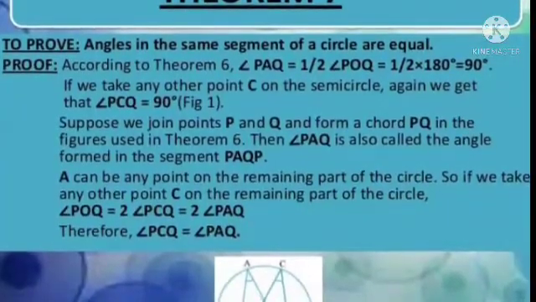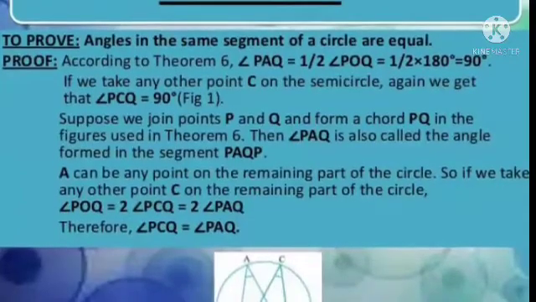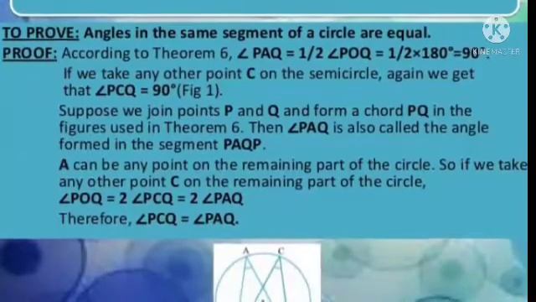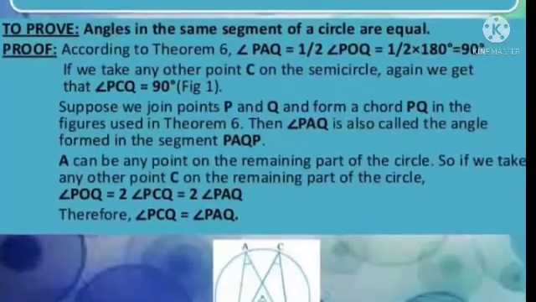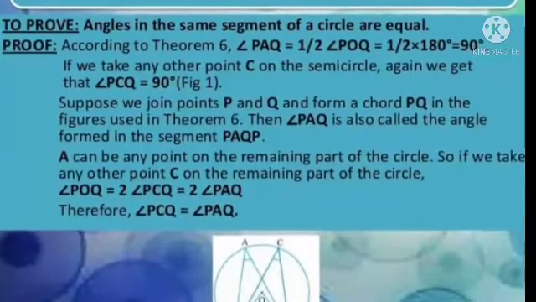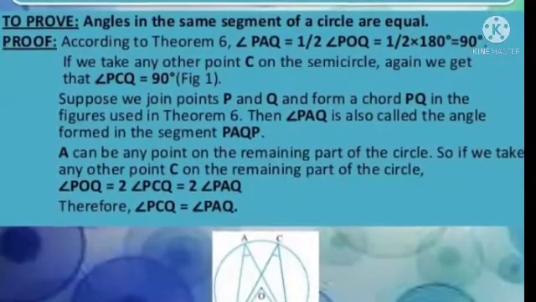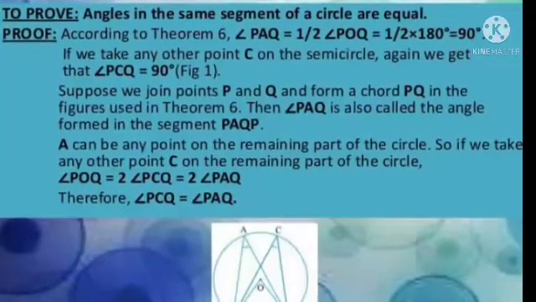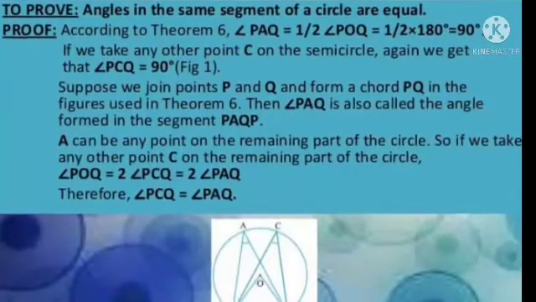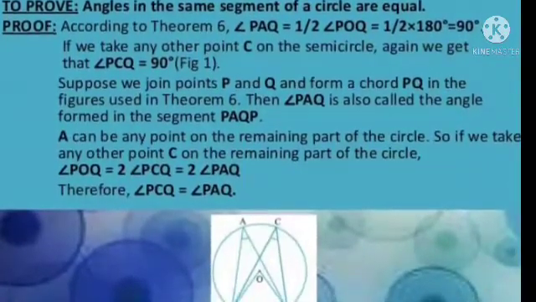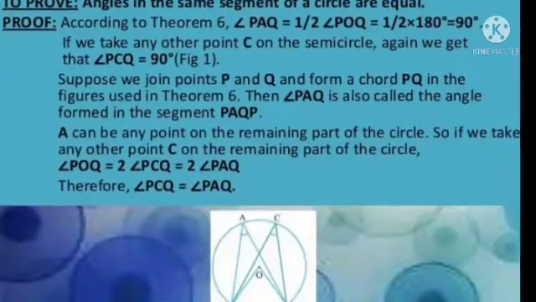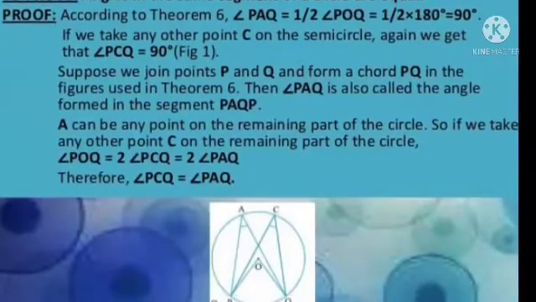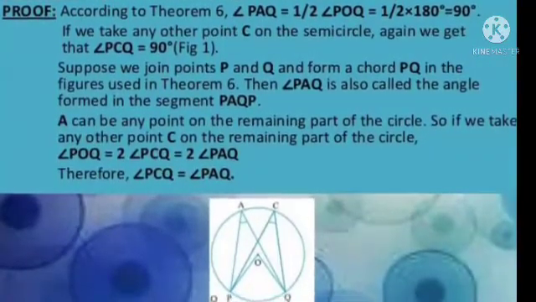Suppose we join points P and Q and form a chord PQ in the figures used in Theorem 6. Then angle PAQ is also called the angle formed in the segment PAQP. A can be any point on the remaining part of the circle. So if we take any other point C on the remaining part of the circle, angle POQ is equal to 2 times angle PCQ, and equal to 2 times angle PAQ. Therefore, angle PCQ is equal to angle PAQ.